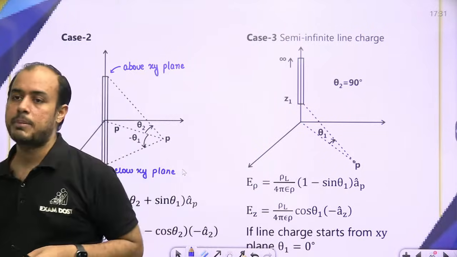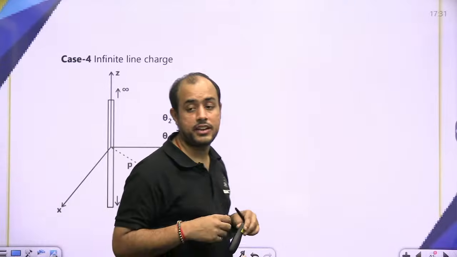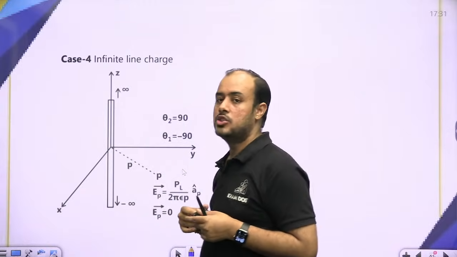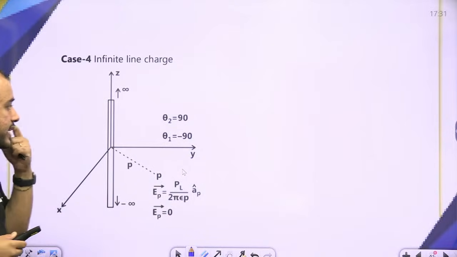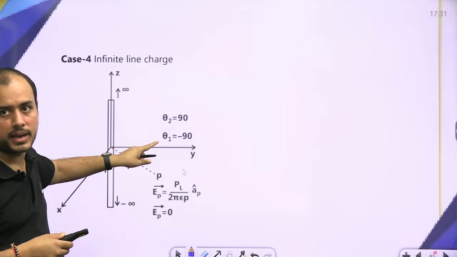अगर चार्ज XY प्लेन से शुरू होता है तो θ1 0. Now infinite line charge माने which goes from minus infinity to plus infinity. जो माइनस इंफिनिटी से प्लस इंफिनिटी जाए उसे कहेंगे इन्फिनिट लाइन चार्ज. So the upper end angle is 90, lower end is minus 90.